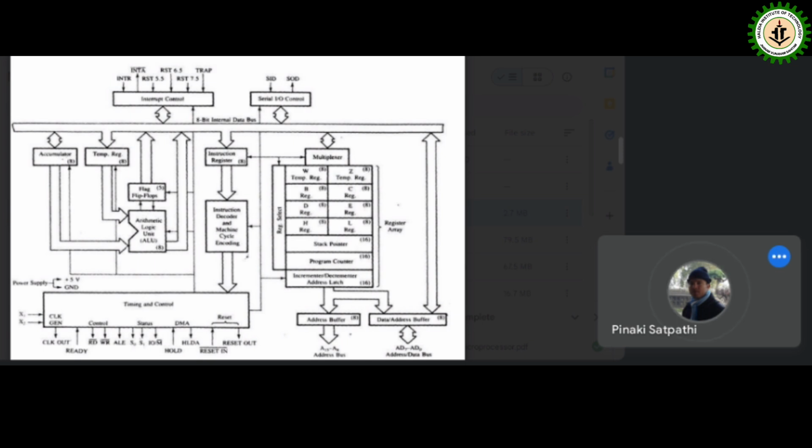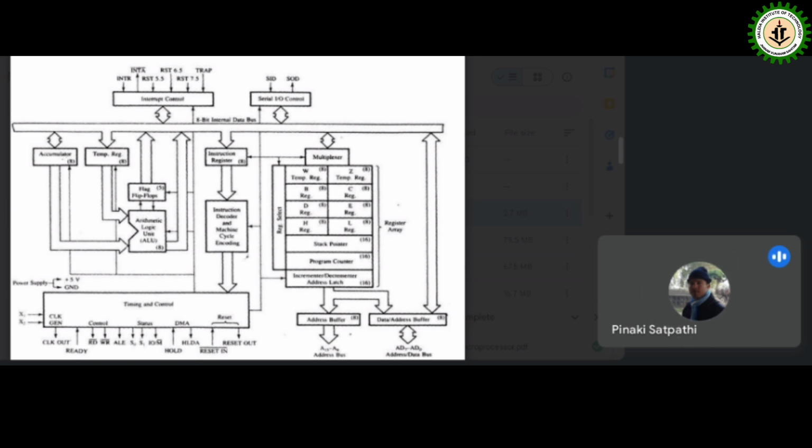Next one is our general purpose register. There are basically 6 general purpose registers in the 8085 microprocessor. They are denoted by B, C, D, E, H and L register. The width of each register is 8-bit and hence it is used to store 8-bit data. If we want to store 16-bit data, then the following register pairs are used: BC pair, DE pair and HL register pair.